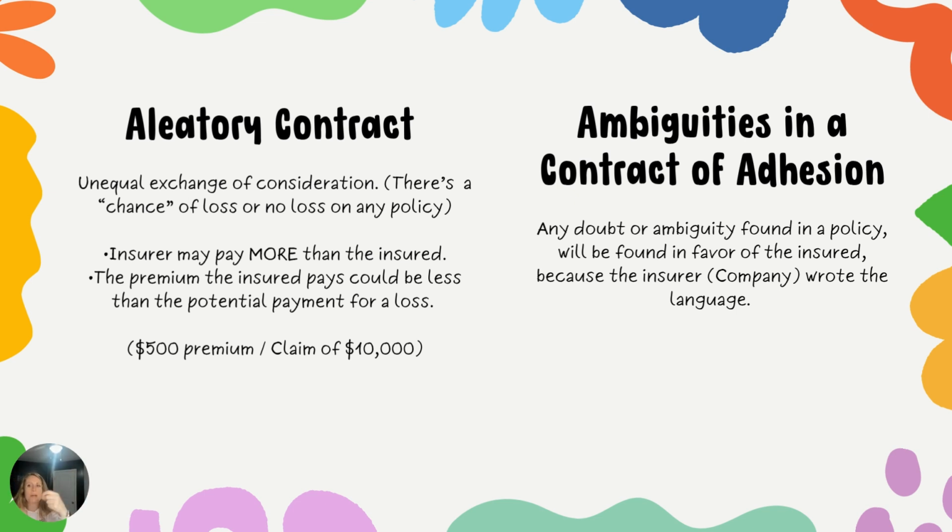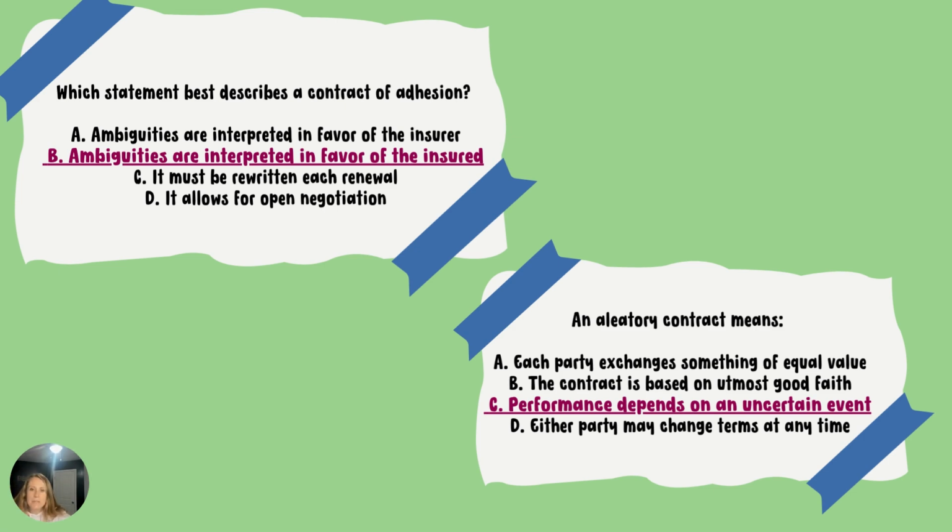So anytime you see questions about why do any ambiguities found in a contract go in favor of the insured, the answer typically is going to be because it's a contract of adhesion. So ambiguities and adhesion kind of go hand in hand. So let's look at some examples of that.